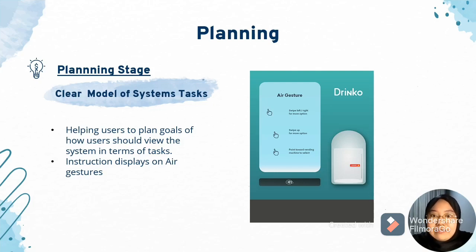Furthermore, the action of swipe left or swipe right is well known to users because they have prior knowledge of using smartphones to swipe left or swipe right. This will increase the user's usability as they have prior knowledge that they can apply when using the vending machine.